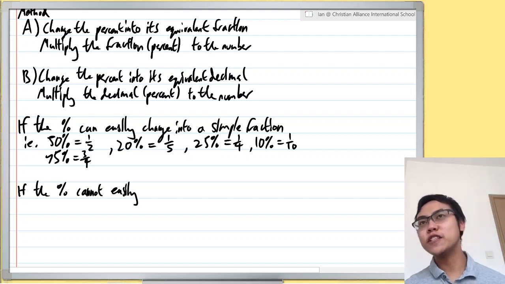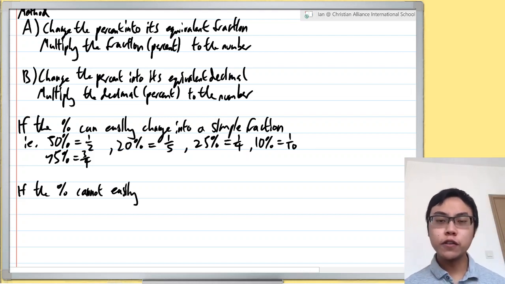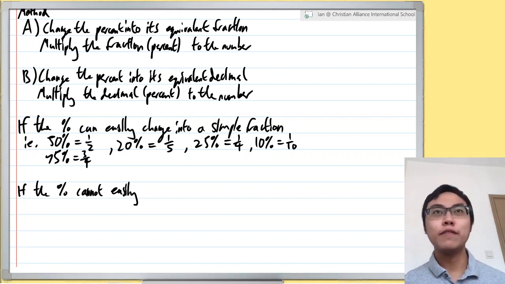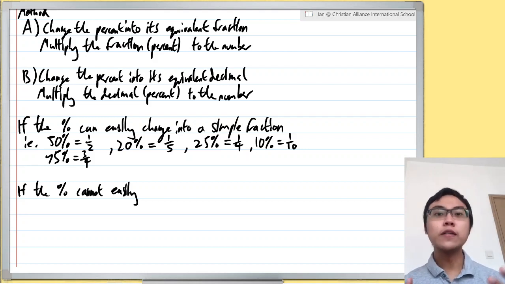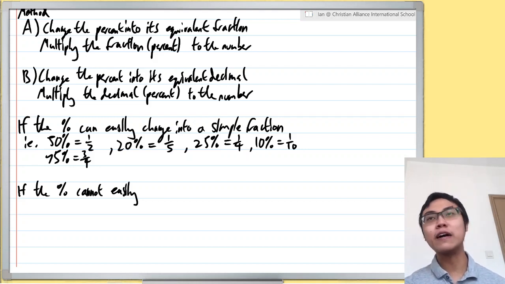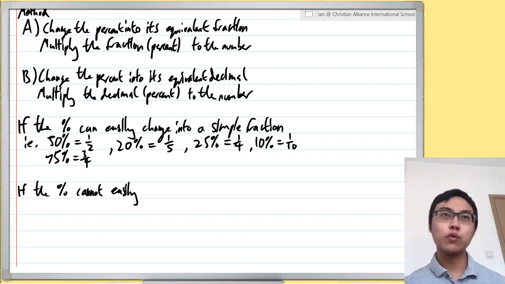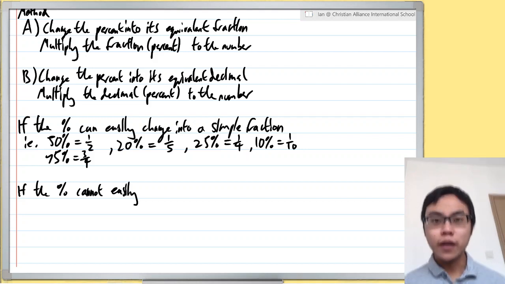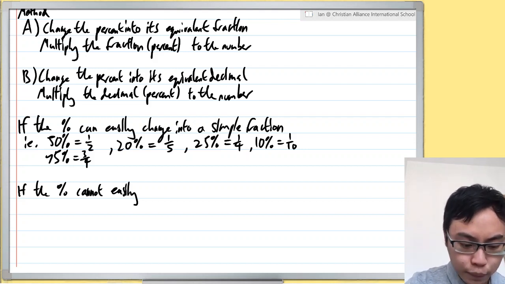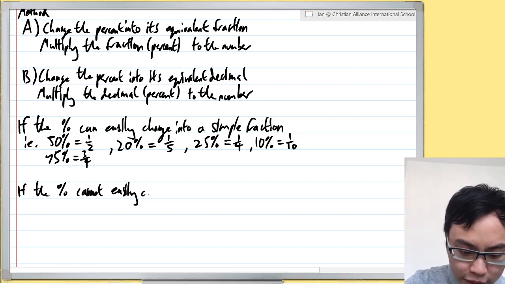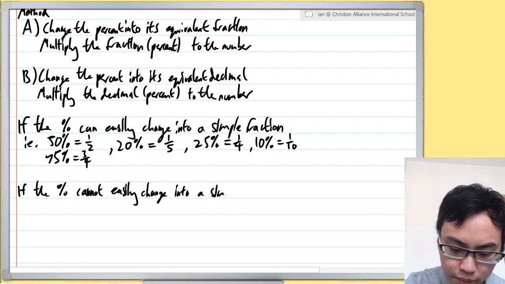Now, what is the definition of easy? That's up to you. If you think changing 35% into a fraction is easy for you, then go ahead and use the fraction form. That's 35 out of 100, in which that'll be 7 out of 20. If that's easy for you, then sure, go ahead. If that's not easy for you, then we need to change the percent into a decimal.